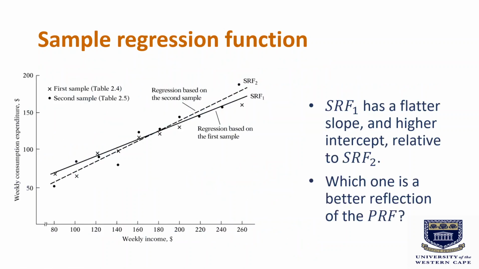So this slide just highlights the fact that drawing different samples can give you different sample regression models. So here you have two models labeled SRF1 and SRF2, and each of these models are drawn using different samples of data. SRF1 is drawn using the X's as the data points, whereas SRF2 is drawn using the dots as the data points. And as you can observe, there are different slopes. They're both upward sloping, but they have different values for both their slope as well as their intercept parameters.